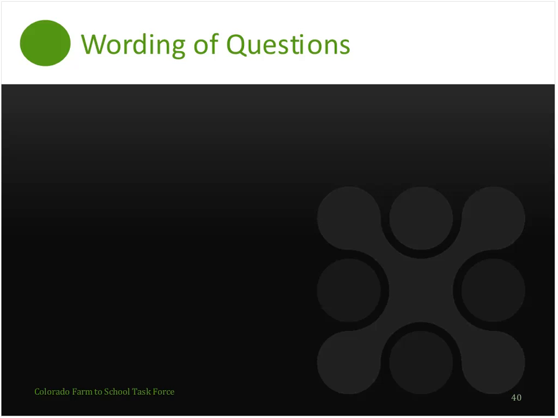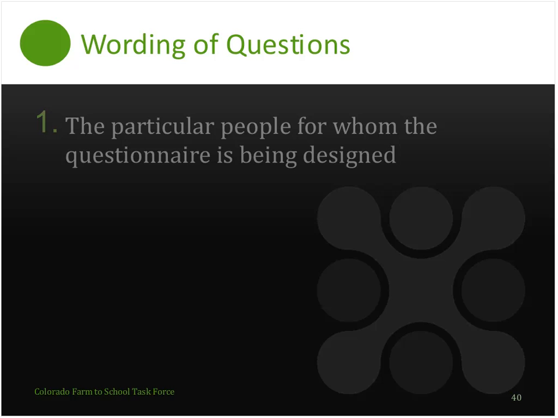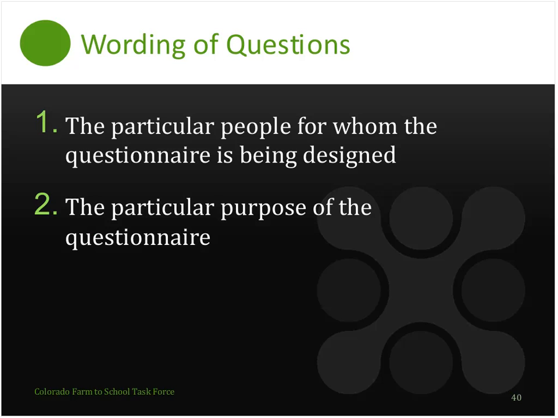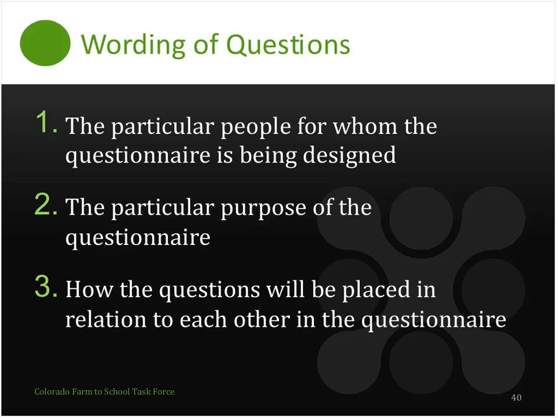So when reviewing an existing question or writing your own, consider these 3 things. The particular people for whom the questionnaire is being designed. In other words, your questions need to be appropriately worded for your target audience. The particular purpose of the questionnaire. So if it's for program improvement, the types of questions will be different than if it is for sharing information with stakeholders. And then finally, how those questions will be placed in relation to each other in the questionnaire.